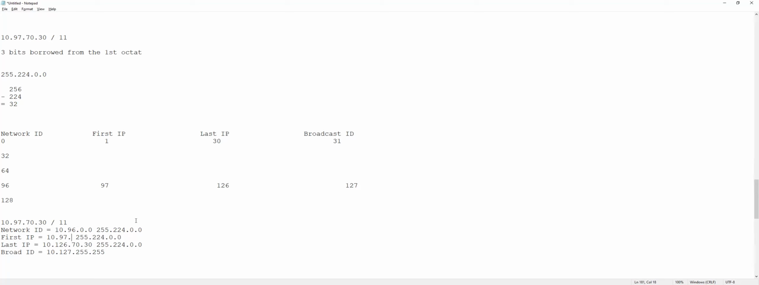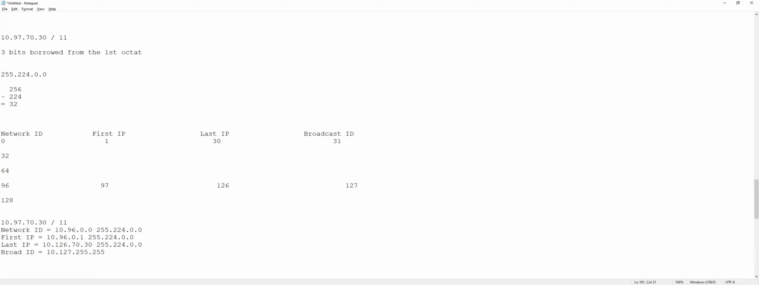All right. So 10.97. To explain, the first host is going to be 10.96.0.1, the first usable IP. Yes. That's 96.0.1.